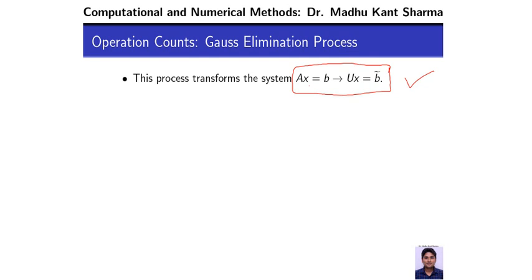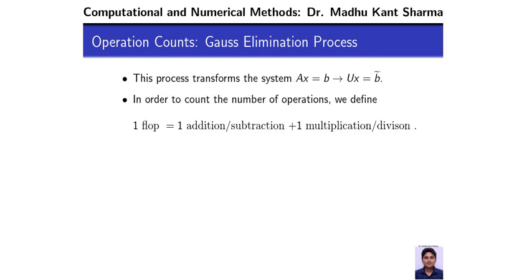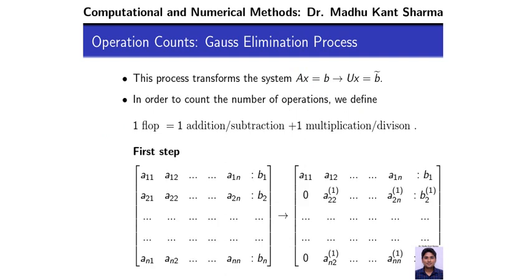In order to count the number of operations, we have defined the following: one flop is equal to one addition or subtraction plus one multiplication or division. So if either an addition or subtraction is happening, we have one multiplication or division along with it. Two operations together we call one flop. Keeping this in mind, let's proceed.